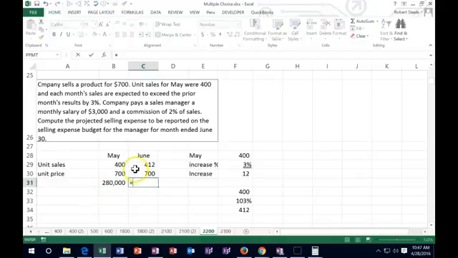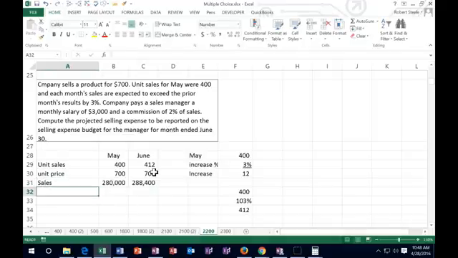And then June is going to go up to 412 units times 700 per unit. And that gives us the 288,400. Now what we're looking for, this is the sales. And what we're looking for is the selling expenses. So they're telling us that the selling expenses is 3% of sales.